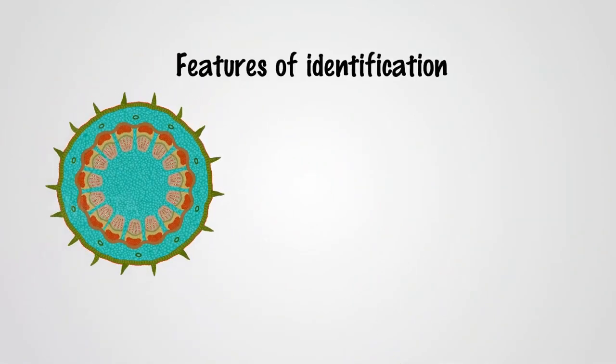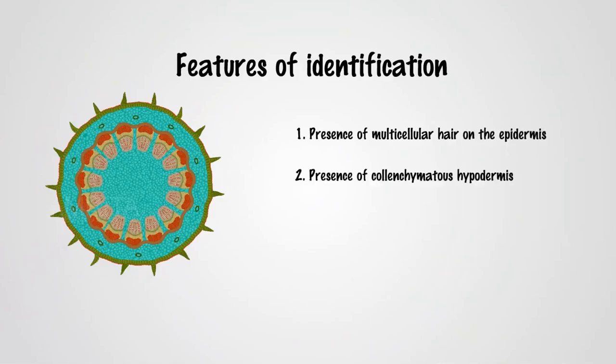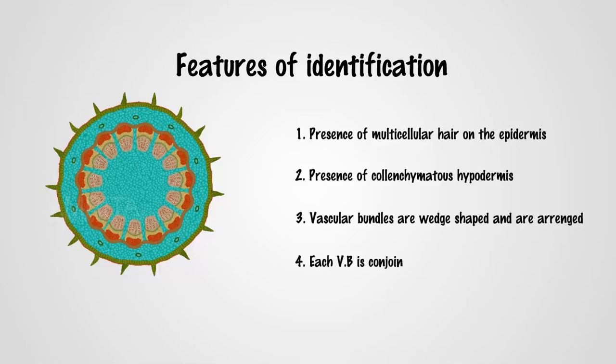Features of identification: presence of multicellular hair on the epidermis, presence of collenchymatous hypodermis. Vascular bundles are wedge-shaped and are arranged in a ring. Each vascular bundle is conjoined, collateral and open.